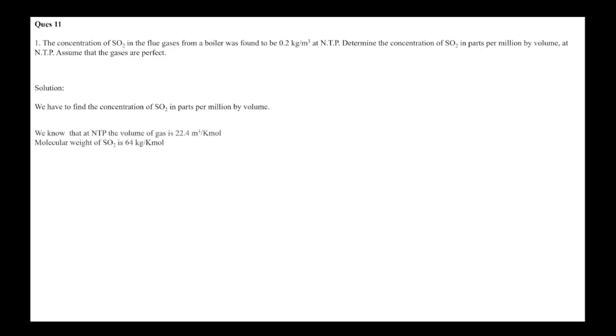So we know that at NTP the volume of gas is 22.4 meter cube per kilomole and the molecular weight of SO2 is 64 kg per kilomole. So divide 0.2 kg per meter cube by the molecular weight, 64 kg per kilomole. So kg will cancel out and it will give the perfect concentration, that is kilomole per meter cube, which is 0.003125 kilomole per meter cube.